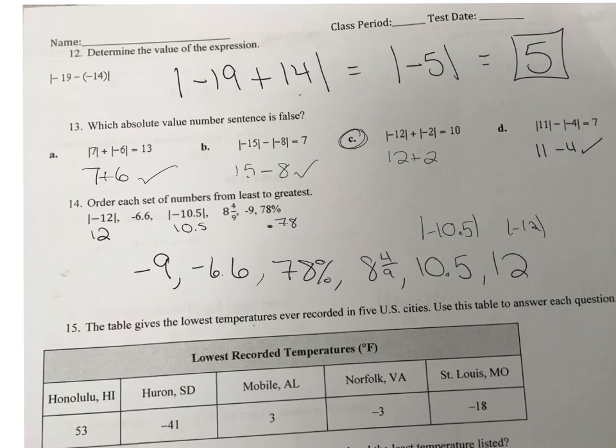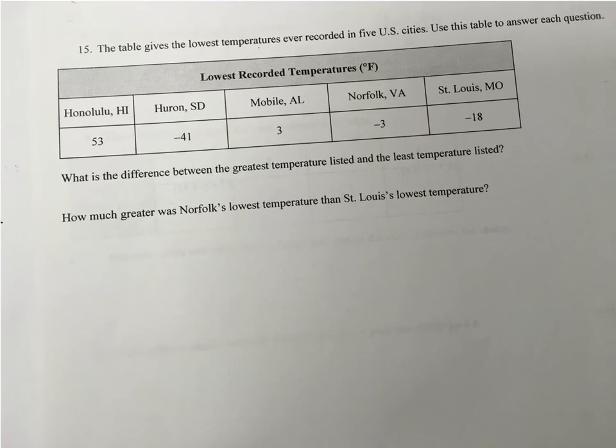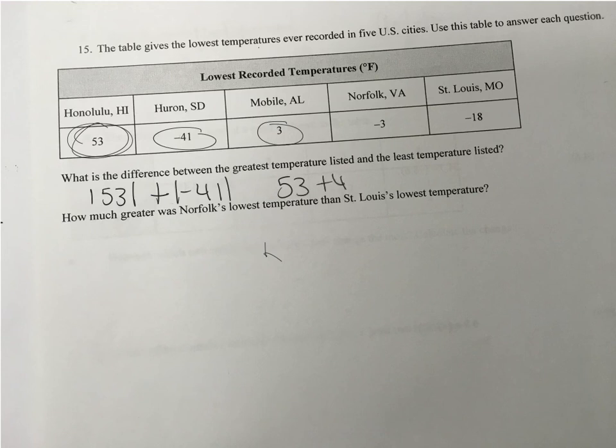Okay, we have one question left and then we're done. Okay, what is the difference between the greatest temperature listed and the least temperature? So our greatest is 53, and our least is negative 41. I missed the 53. So you could say I have 53 plus the absolute value of negative 41, which we know is 53 plus 41, which gives us 94 degrees is the difference in the temperature.